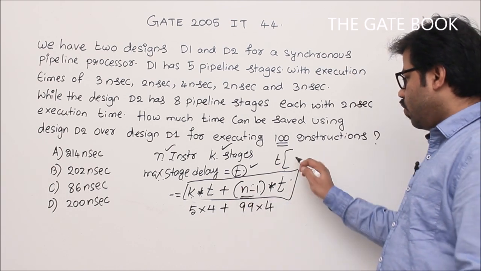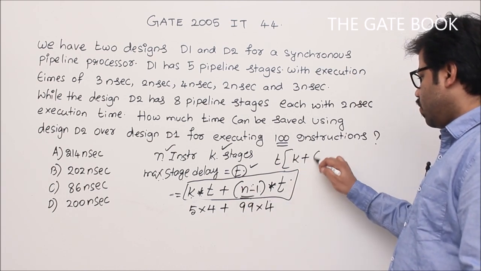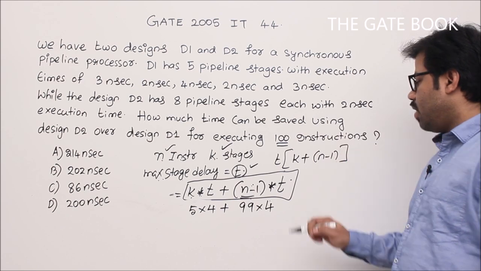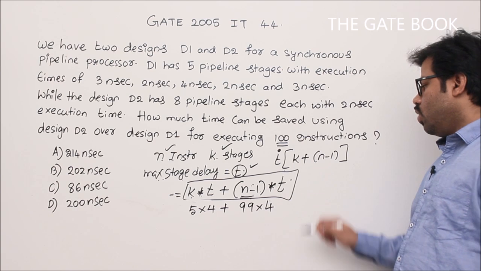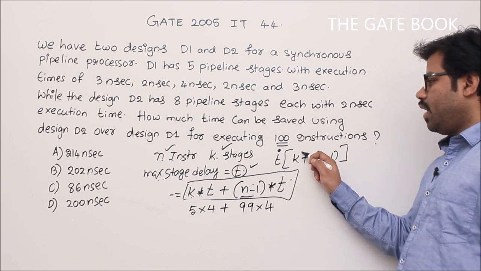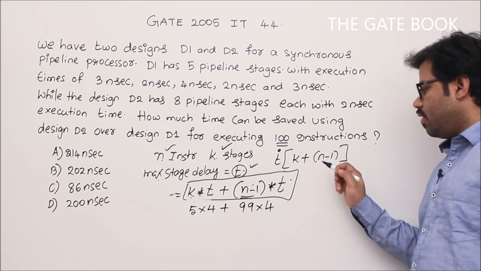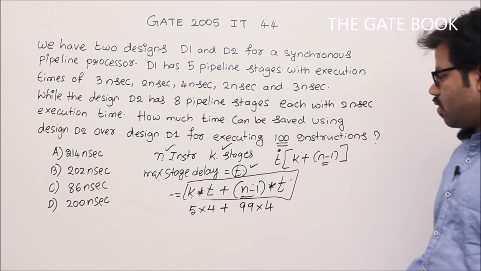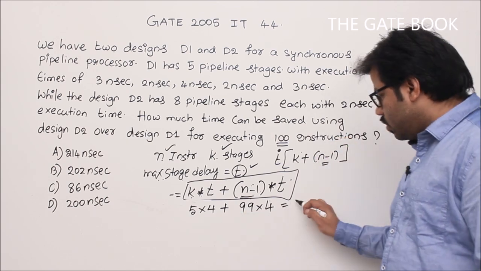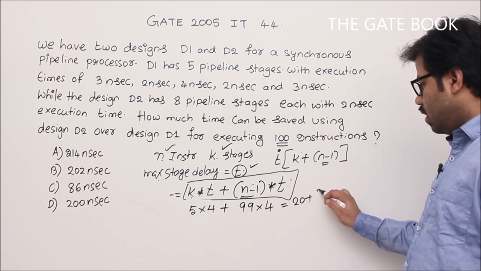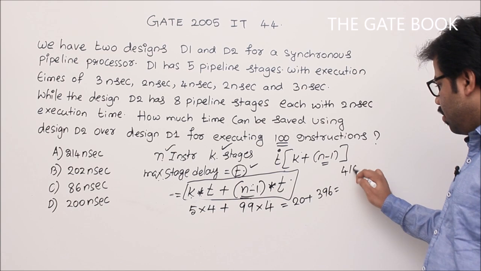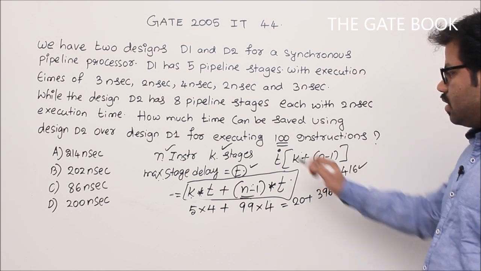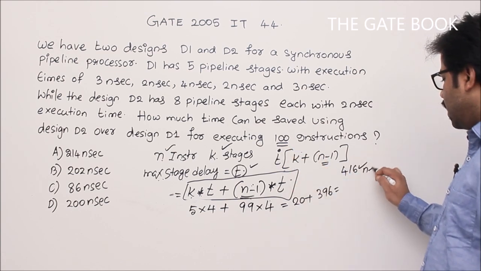If I take t common, it would be k plus n minus 1, right? So from now onwards, t is the time delay for one stage into total number of stages in the pipeline plus n minus 1, where n minus 1 is the number of remaining instructions. Okay, this is the exact answer. 5 4s are 20 plus 99 4s are 396. It would be 416. Remember, the time taken for this 5-stage pipeline is 416 nanosecond.